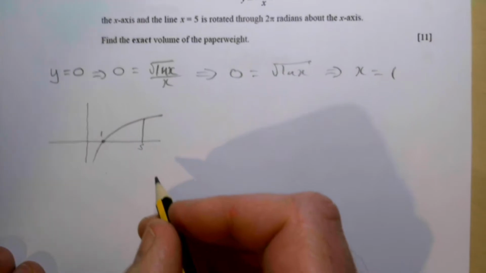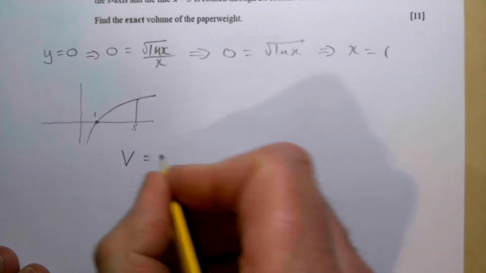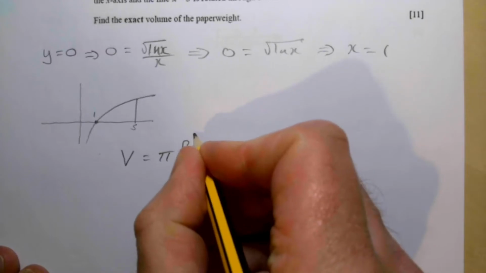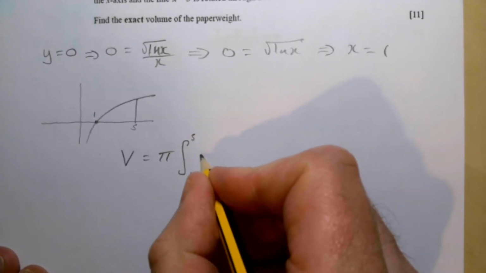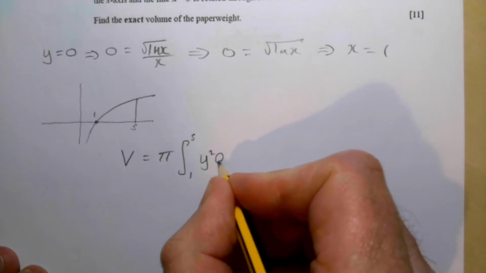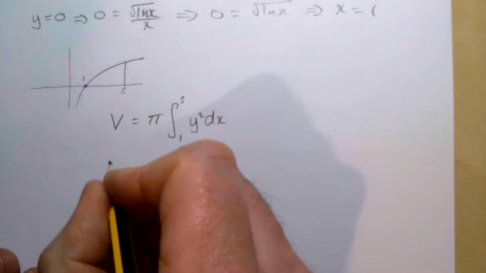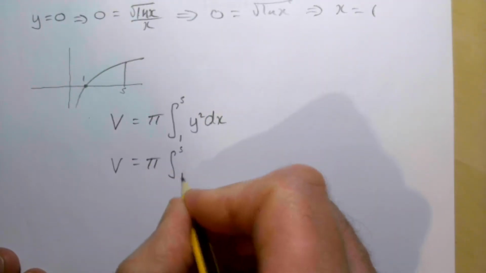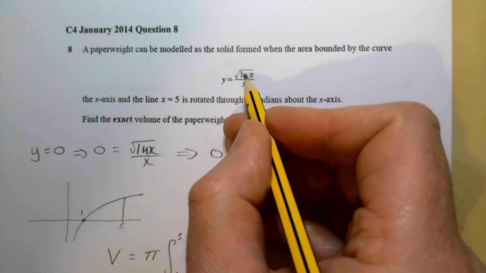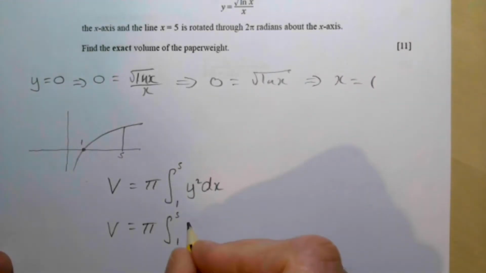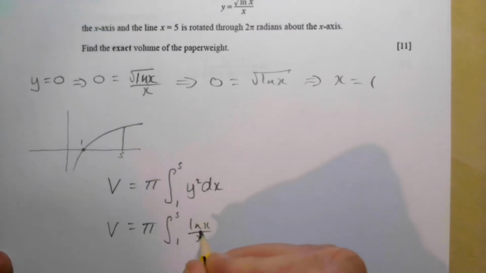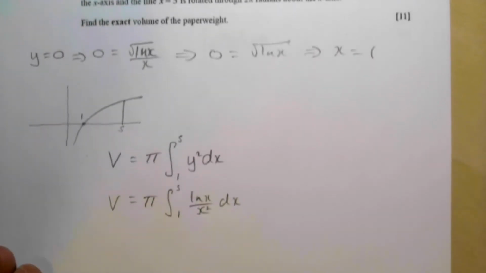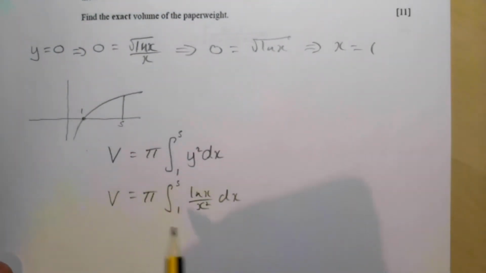Let's look at our formula then for volume. Volume, of course, is going to be pi times the integral between 5 and 1 of y squared dx. So in this case, 5 and 1, and we square this. You square the top line, you're going to get ln x, and square the bottom line, you would get x squared, dx. Again, a couple of ways to deal with this one. I'm going to try integration by parts here, and we'll see how I go.